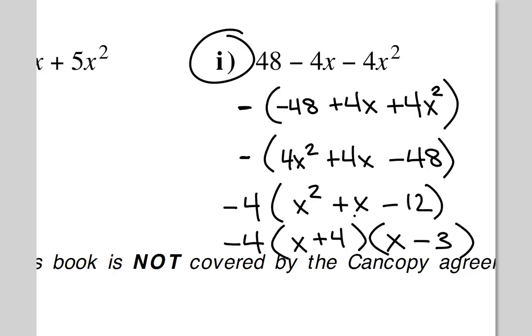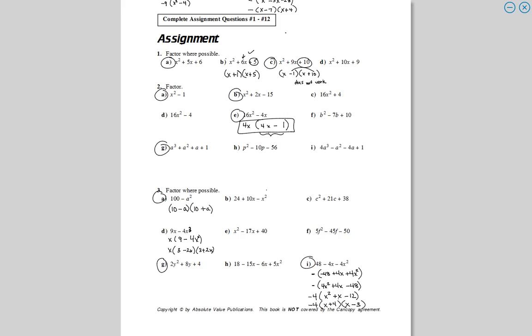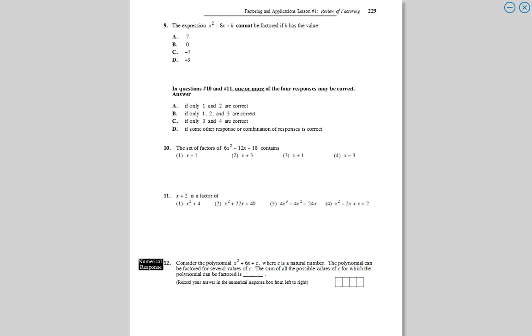So that's lesson 1. Let's jump to lesson 2 probably. That's pretty straightforward, don't you think? I just want to give you a tip if you have a negative lead there. Okay, let's jump into lesson 2.